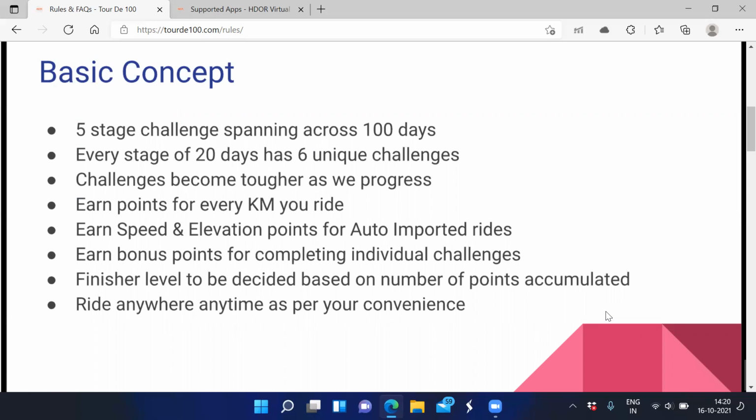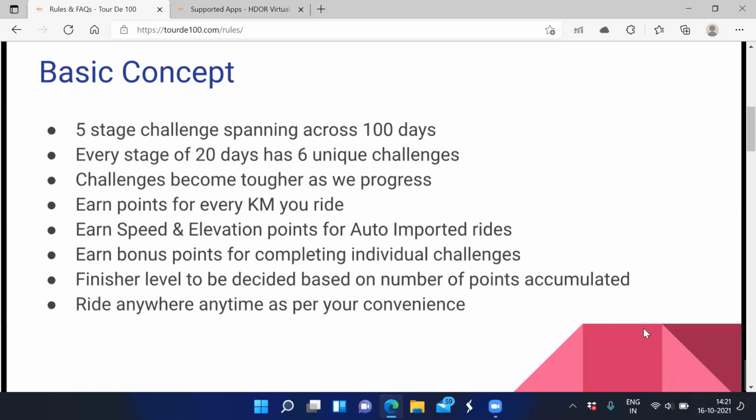We'll talk about it in the end. Even you have speed and elevation points. Speed, that means the kilometer per hour speed of your cycle, and elevation is the climb or the elevation shown in the app in which we are going to record this. According to your points, you'll get a finisher level medal. There are different categories, which I have already discussed in my previous video. For the same, I'll put the link of my previous video in the description box down below.